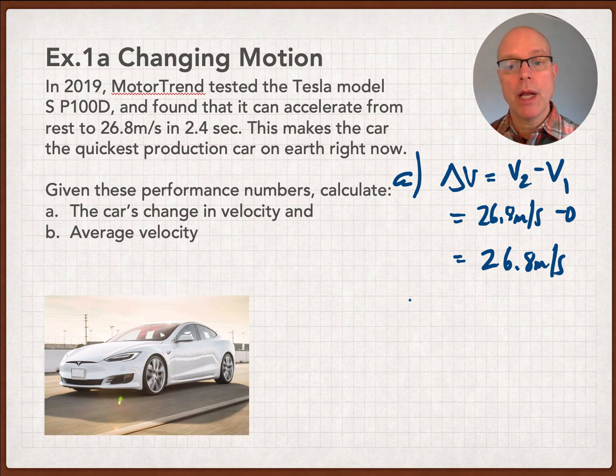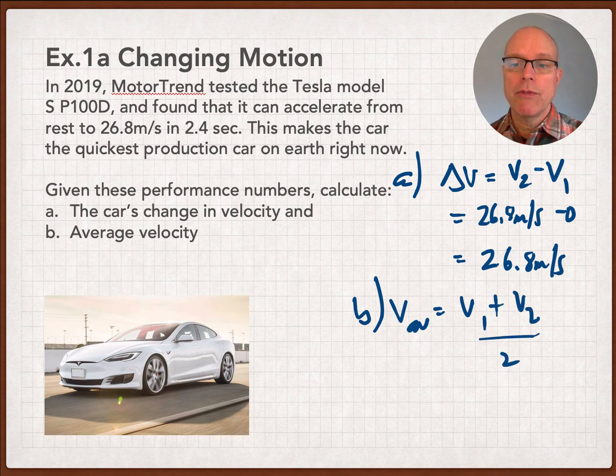Okay, second thing is they ask us to figure out the average velocity. So average velocity is always going to follow this recipe. Average velocity is V1 plus V2 divided by 2. Notice there's a difference. The plus sign is going to be used when we average. The minus sign is going to be used when we figure out change in.